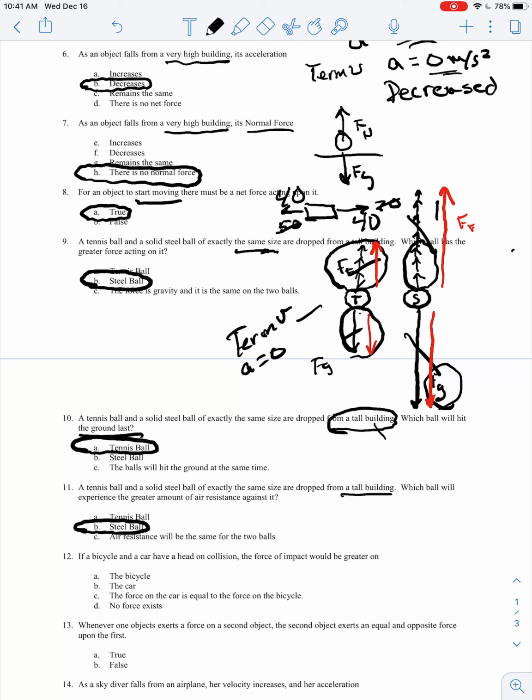Okay, it affects it more because it's lighter. If I did a ping pong ball, that would be even worse. Okay, it would hit terminal velocity really fast because it doesn't weigh very much. Okay, it has a tiny little weight.